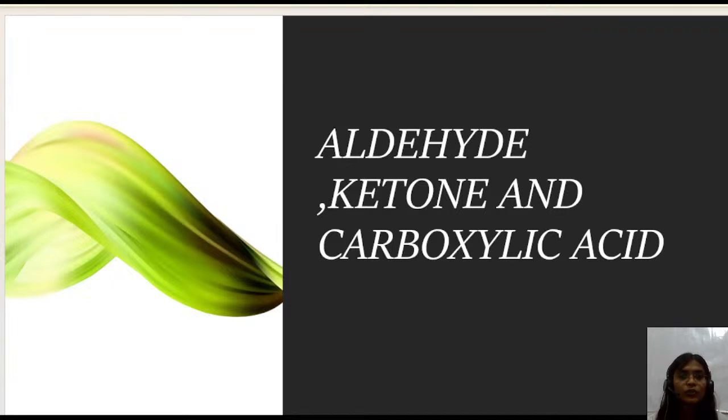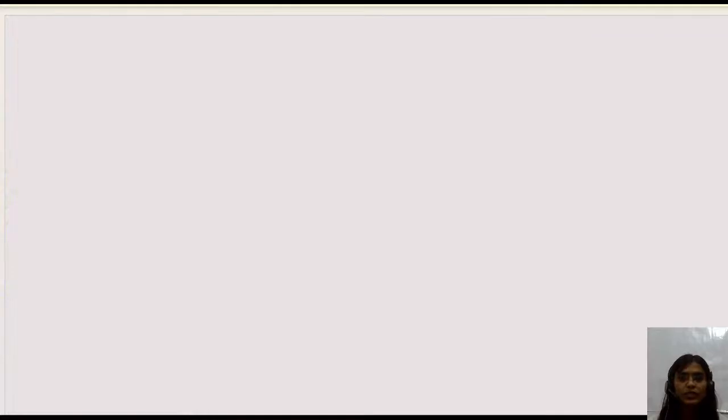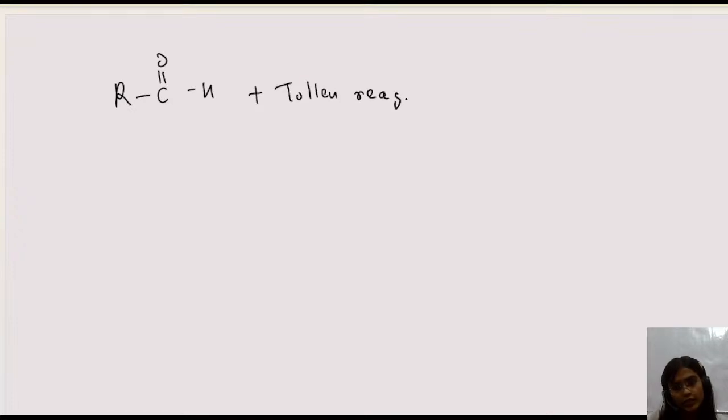Let me just quickly give you a brief. In the previous class, we discussed the Tollens test. What is the Tollens test? If I'm using silver ammoniacal nitrate solution, that becomes a Tollens test. What was the use there? If you have any kind of aldehyde and you use Tollens reagent, then a simple acid formation takes place. Okay, so this is all for the previous class.